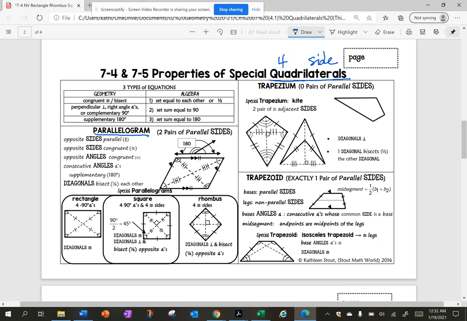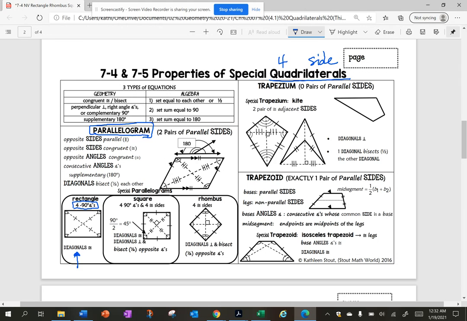And then over the last couple of days we talked about a parallelogram. A parallelogram has two pairs of parallel sides. Well, the parallelogram can have a few more characteristics and be called by more common names. So when my parallelogram has four right angles, I call it a rectangle. And a rectangle also has diagonals that are congruent.